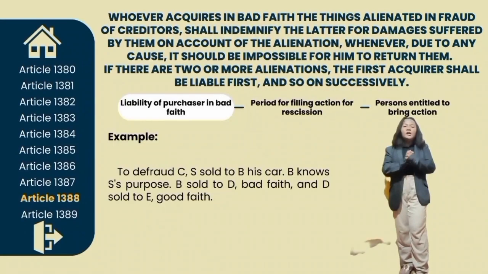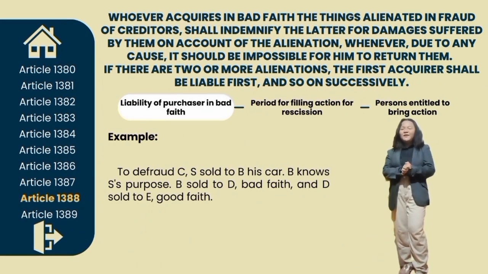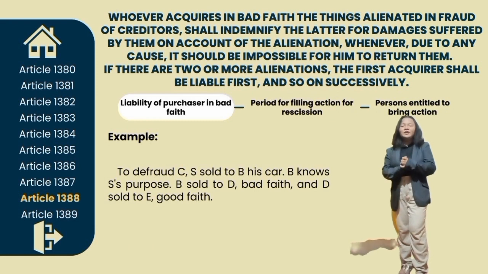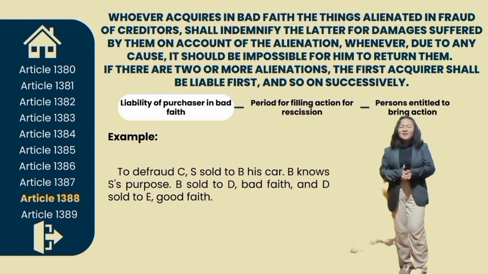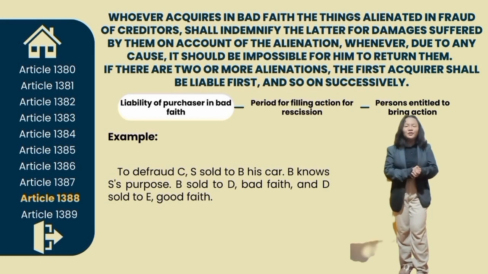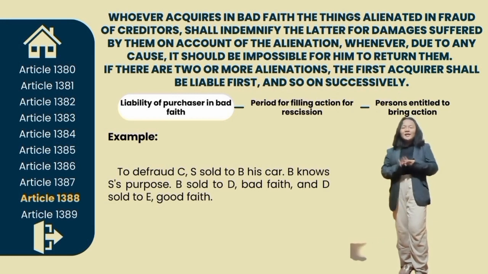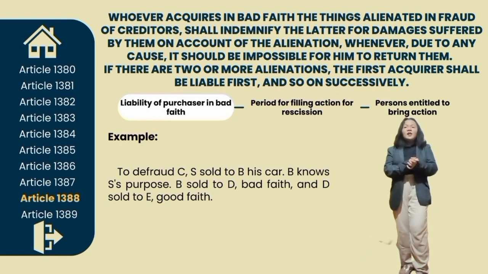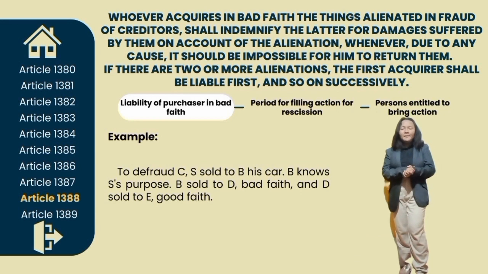Article 1388 states that whoever acquires in bad faith the things alienated in fraud of creditors shall indemnify the latter for damages suffered by them on account of the alienation, whenever, due to any cause, it is impossible for him to return them. If there are two or more alienations, the first acquirer shall be liable first, and so on successively. Before we proceed, let us know the meaning of good faith and bad faith.